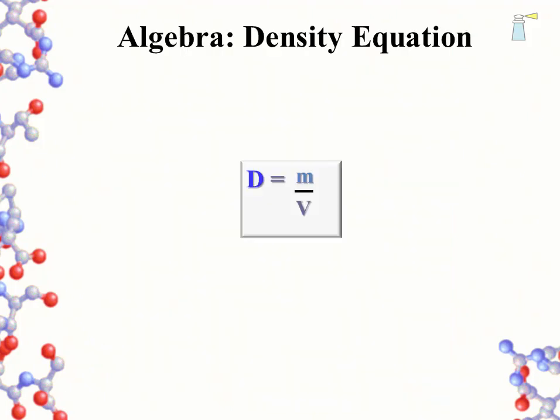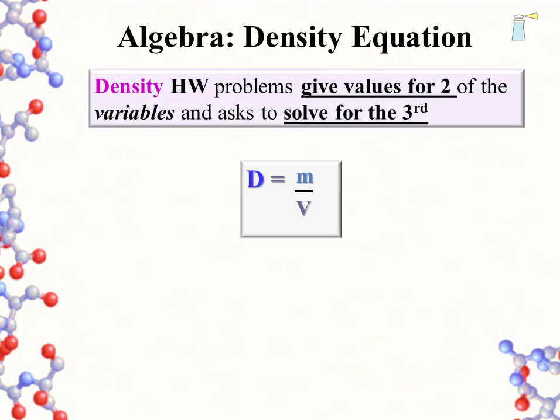Before we move on to solving density problems, it is worthwhile to review the algebra that often accompanies density problems. Density is a 3-variable equation. Density homework problems give values for 2 of the 3 variables and ask you to solve for the third. As covered in the Math for Chemistry lectures, before entering the values for a problem into an equation, it is best to solve that equation algebraically for the unknown variable. That is, isolate the variable of interest by itself on one side of the equation sign.